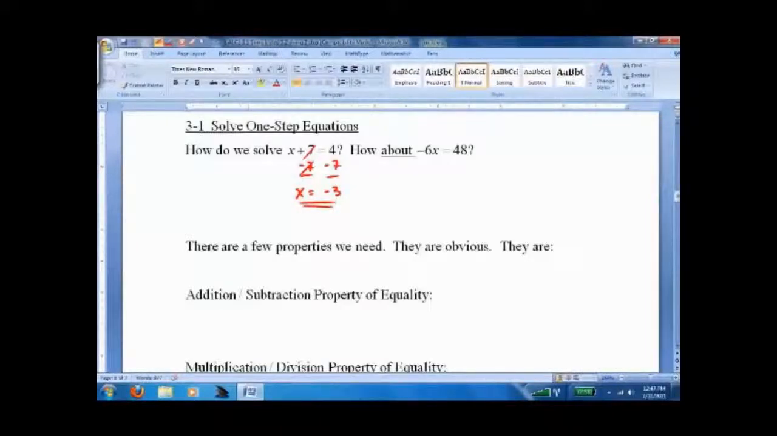But more importantly, I need to check it. So put the negative 3 back into the original equation. Negative 3 plus 7 is 7 minus 3, is 4. And I always put a little check mark next to it to show that I've checked it.